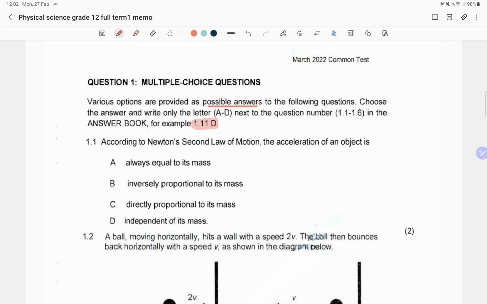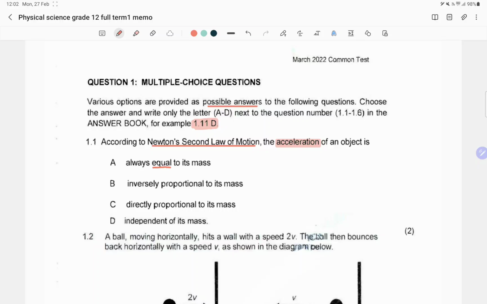Now 1.1 says, according to Newton's second law of motion, the acceleration of an object is... You just revise Newton's second law. All we know, there are 2 proportionalities in Newton's second law. The acceleration is directly proportional to the force. Acceleration is inversely proportional to the mass of the object. Now I told you the acceleration is always equal to its mass.